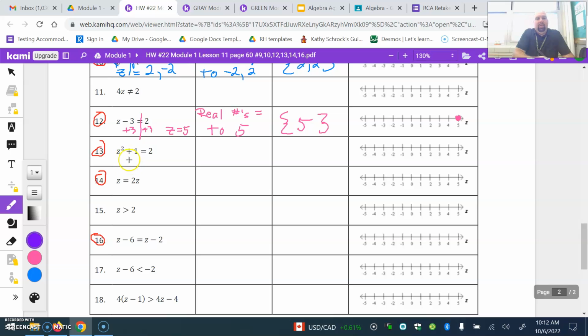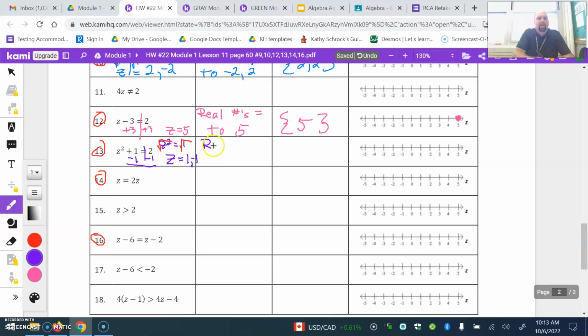All right, so 13, a little interesting here. I'm going to subtract 1 from both sides. But when I do that, I am not done. I now have z squared equals 1. And I don't think people realize that 1 is actually a perfect square. If you take the square root, I'll use a different color, of z squared and 1, you get z and you get 1 or negative 1. Remember, we have both the positive and negative answers.